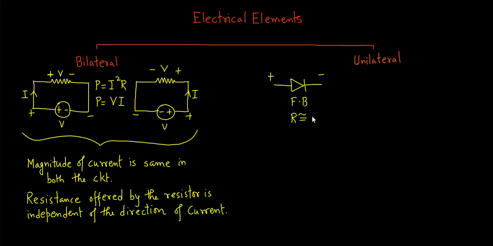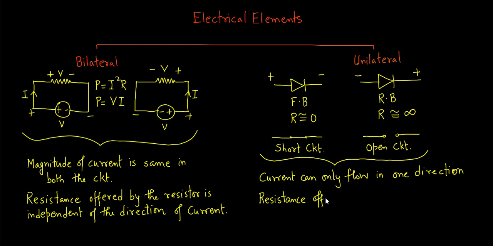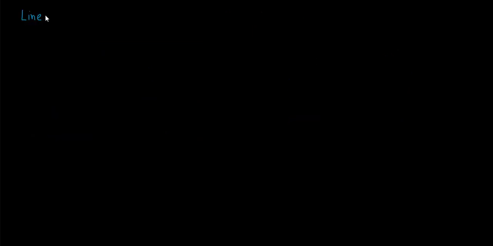Now consider a diode. During forward bias condition, the resistance offered by the diode is very negligible, but in reverse bias condition, the resistance offered by the same diode almost moves to infinity. This means that the current can only flow in one direction in this type of component. These are known as unilateral elements. Moving on to linear and nonlinear systems.